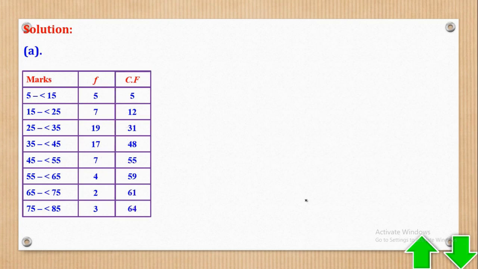So an ogive is a graph of cumulative frequency against upper class boundaries. With these cumulative frequencies and these upper class boundaries, we shall be able to draw our ogive. So what we need is a graph paper. So let's get a graph paper.